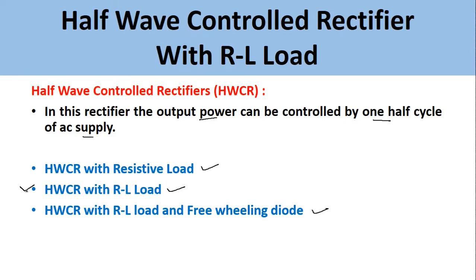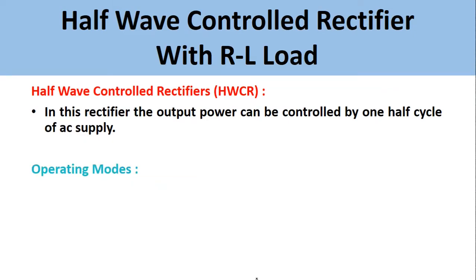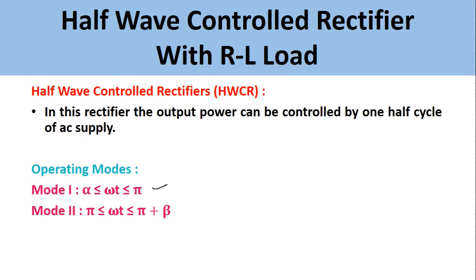In this half wave control rectifier with RL load, the load is assumed to be highly inductive. The operation of the half wave control rectifier can be described by dividing one cycle of the output into two modes of operation. The first mode is mode number 1, in which omega t ranges from alpha to pi, and the second mode is mode number 2, in which omega t varies from pi to pi plus beta.